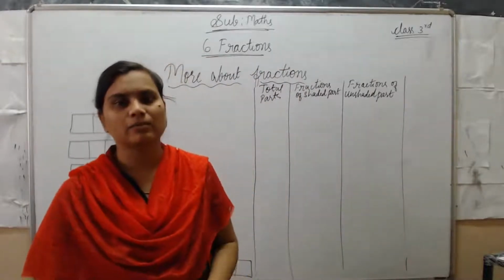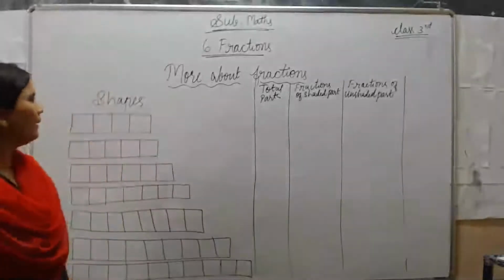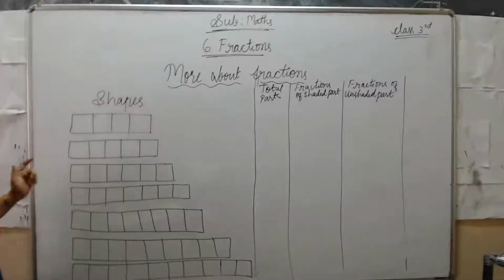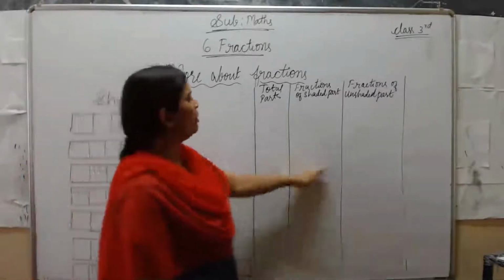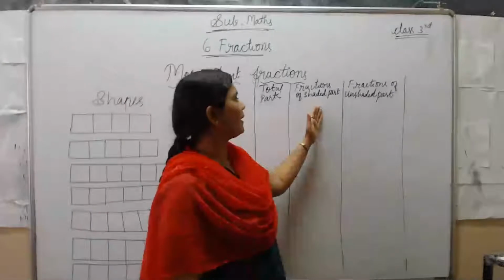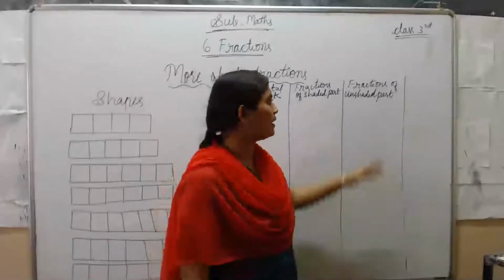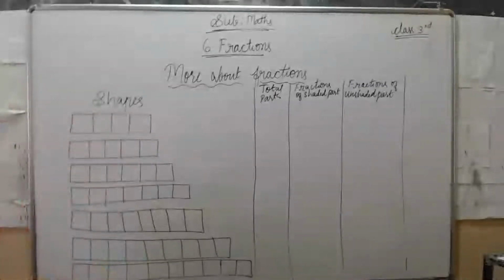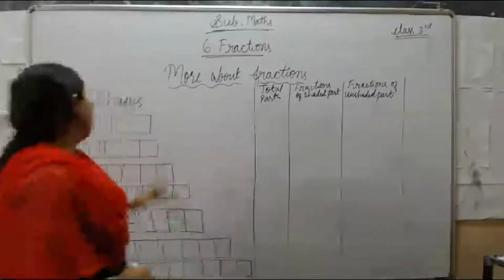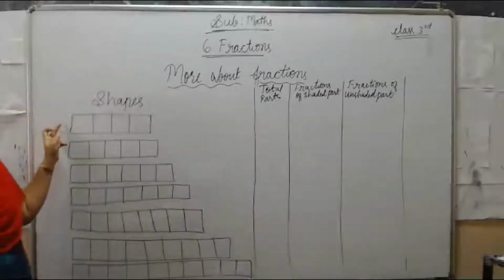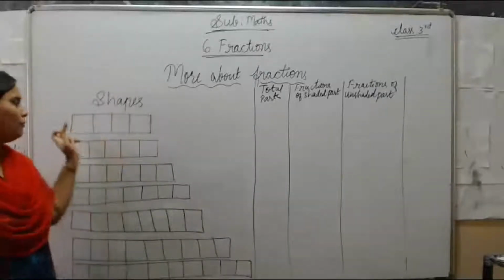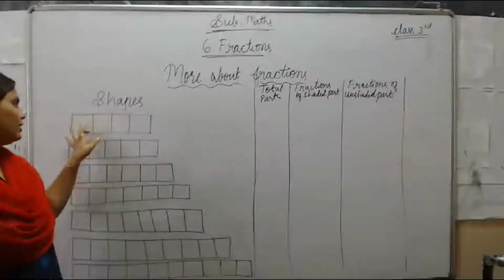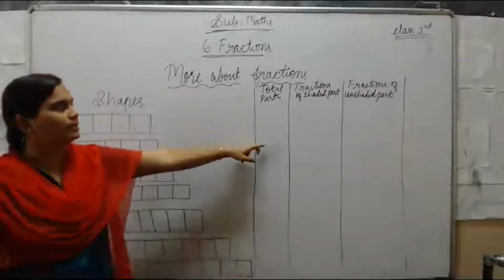Students, let's learn more about fractions. Here, I'll draw some shapes. Here I do the column: total parts, fractions of shaded part, and here fractions of unshaded part. So what we have to do is, first I've drawn shapes here. We have to count the shapes. How many parts are there in this shape? You have to write here.